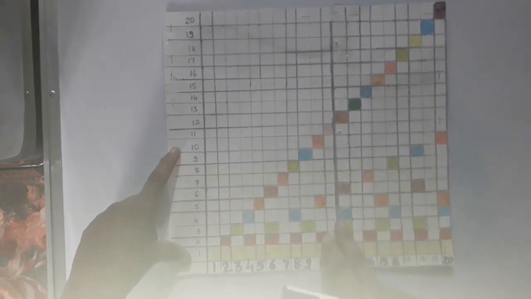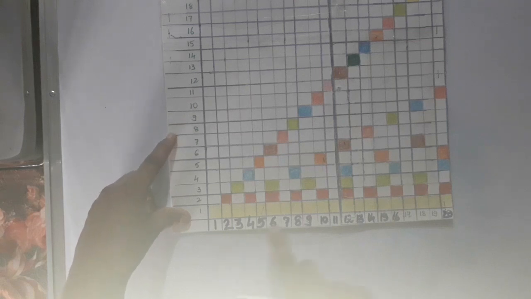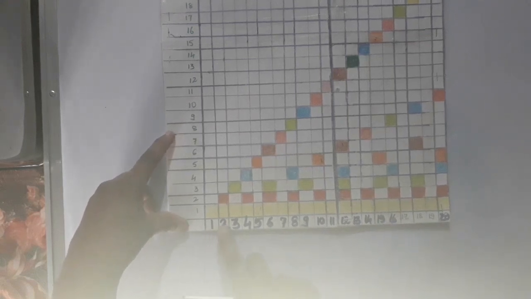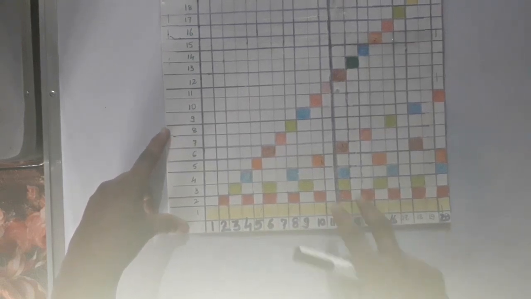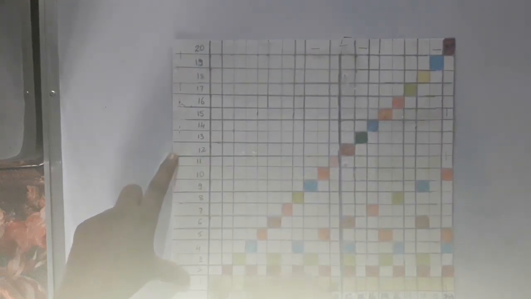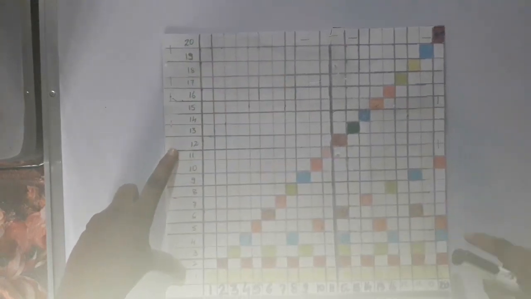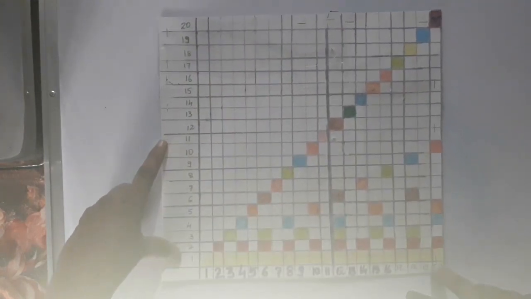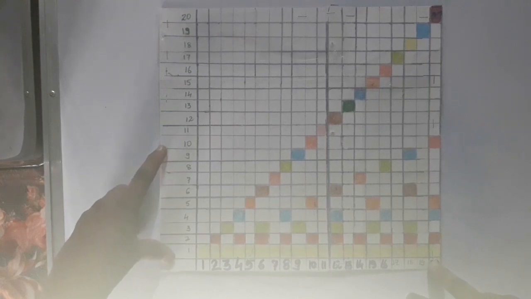First of all, see the bottom line. The numbers up to 20 are written, 1, 2, 3, 4 up to 20, and horizontally as well as vertically the numbers up to 20 are also written. You can write the numbers till the page permits you.